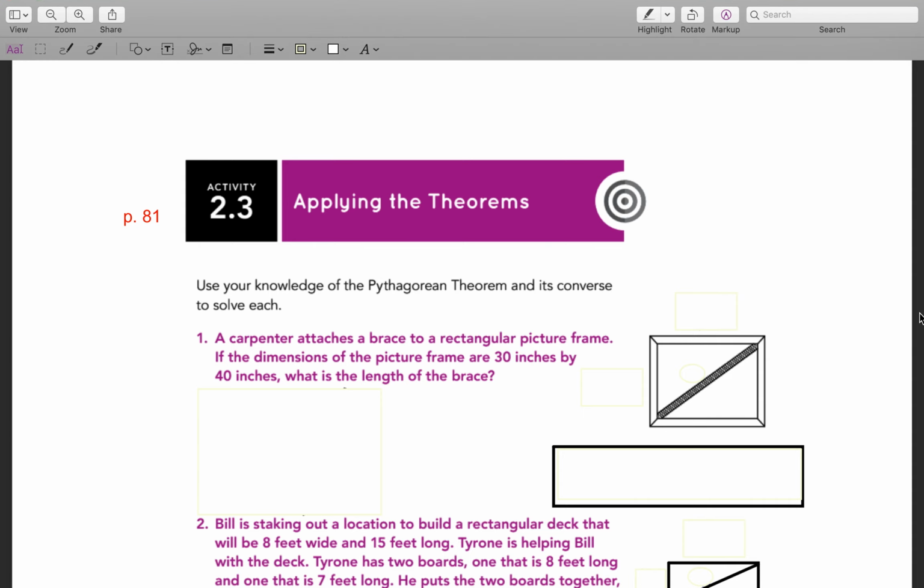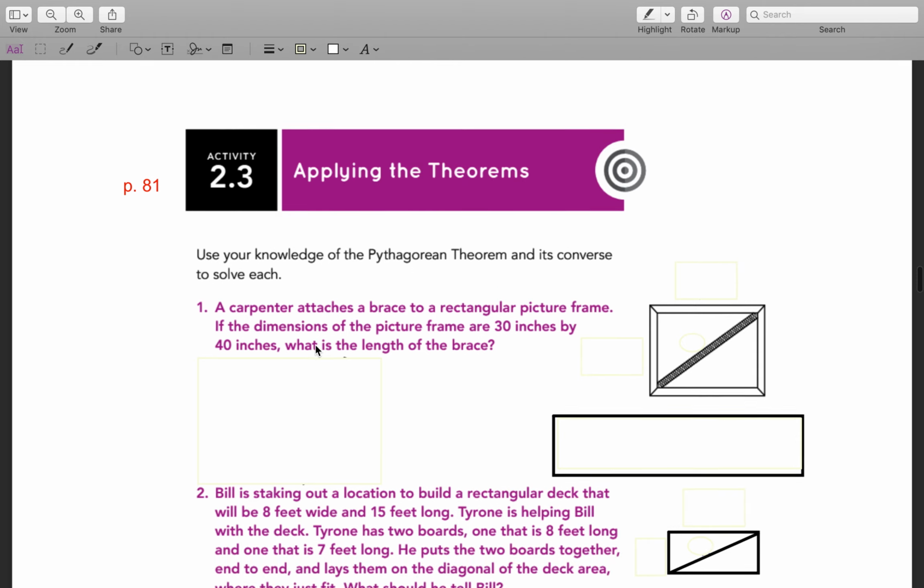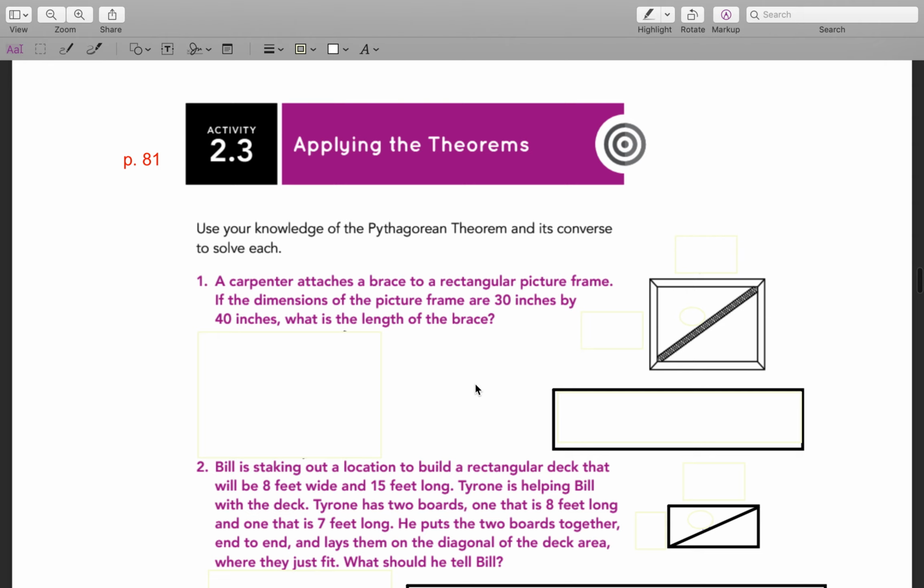Page 81. So use your knowledge of the Pythagorean theorem and its converse to solve each. So let's see. Number one, a carpenter attaches a brace to a rectangular picture frame. If the dimensions of the picture frame are 30 inches by 40 inches, what is the length of the brace?